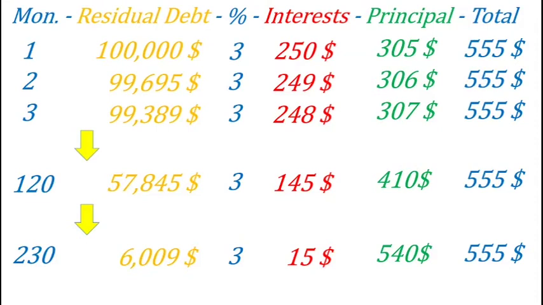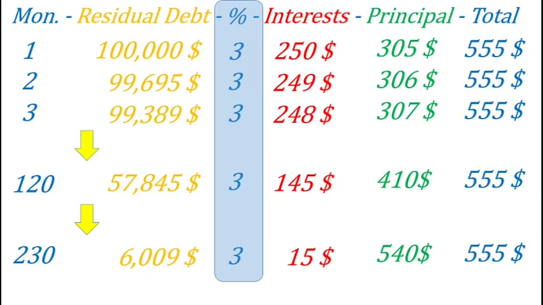If we go to month 120, after 10 years, the residual debt is $57,845, so that monthly interest quote is $145. To keep the monthly payment constant, every month, the sum of the interest quote with the principal quote should be equal to $555. Please consider that we are using a fixed interest rate, always constant to 3% in this example. In a minute I will show you an example with the variable interest rate.